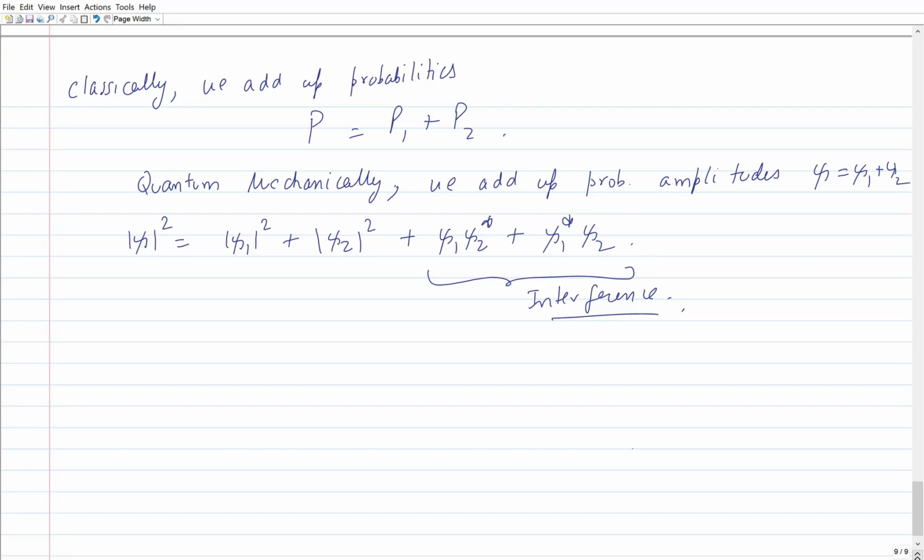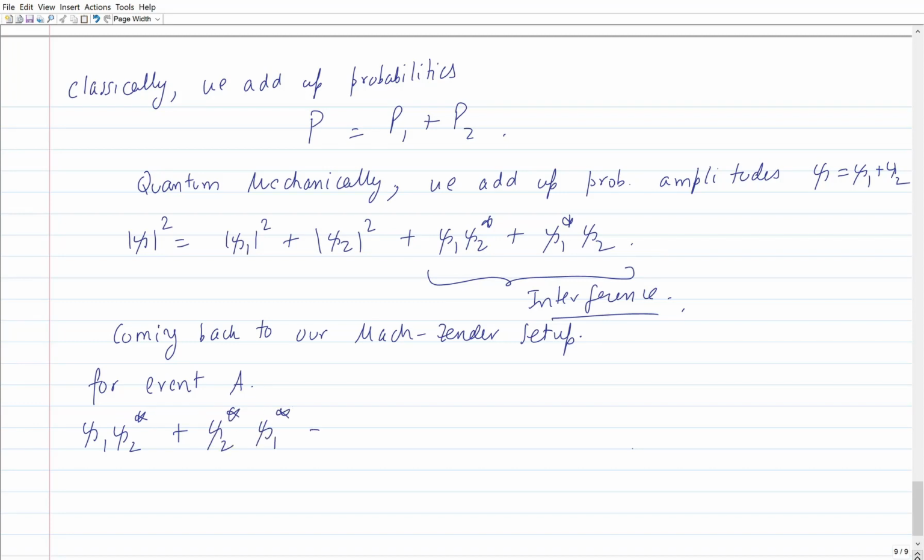So coming back to our Mach-Zehnder setup, for event A, psi 1 psi 2 star plus psi 2 star psi 1 star is equal to plus half. And that's the reason why when we added the probabilities, it came out to be 1.